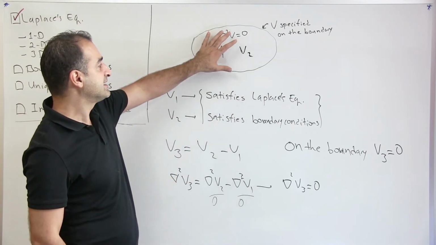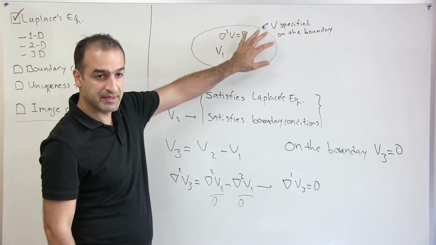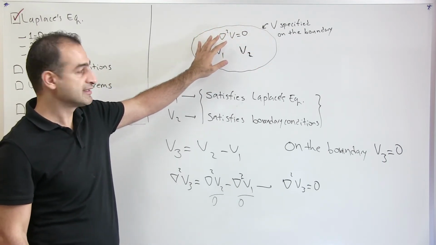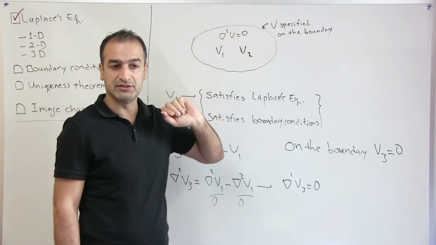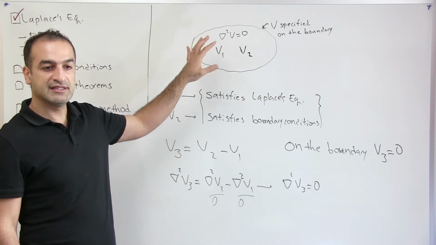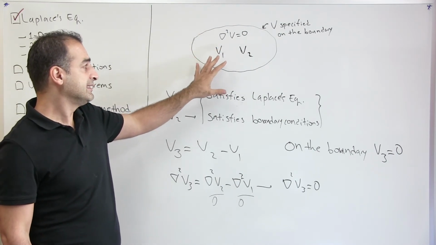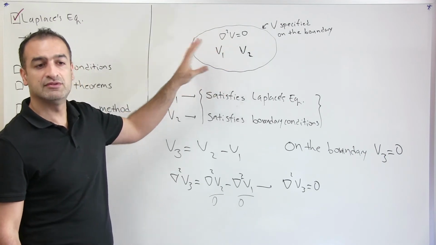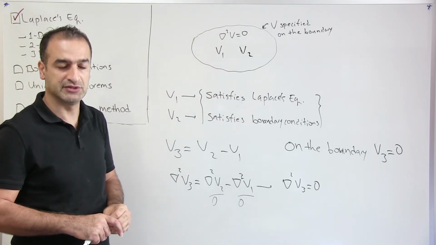So this is a case where we don't have any conductor. We only have one space in which we are trying to solve Laplace's equation, and the boundary condition V is specified. This case is very, very general. The only limiting assumption for this case is that we do not have any conductor in the space, because conductors can change the situation a little bit.